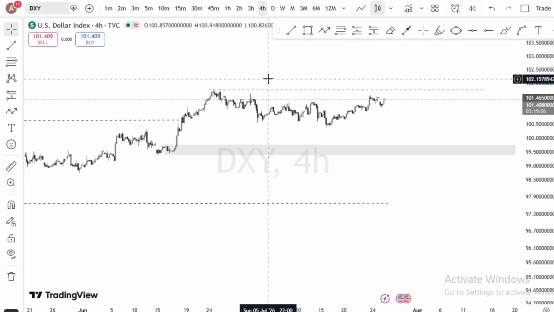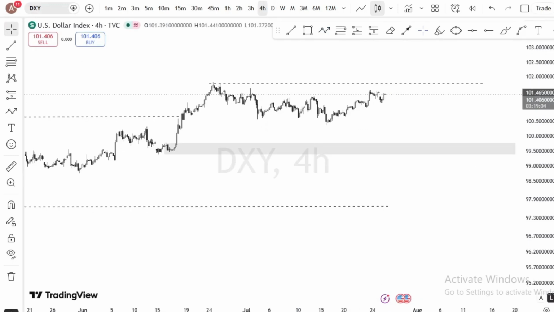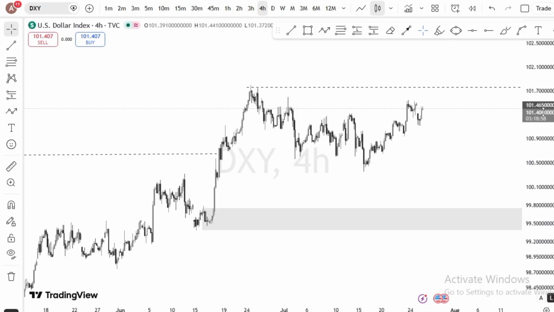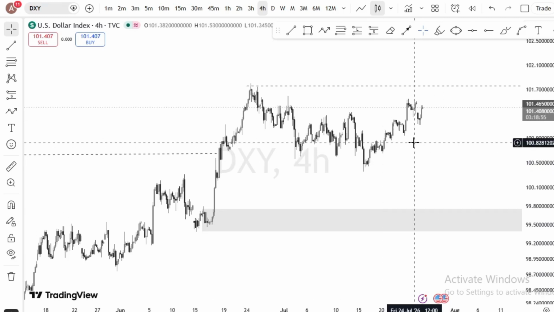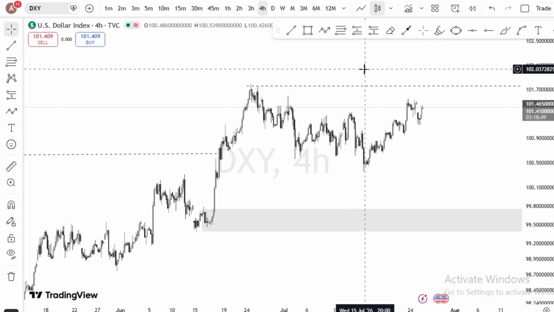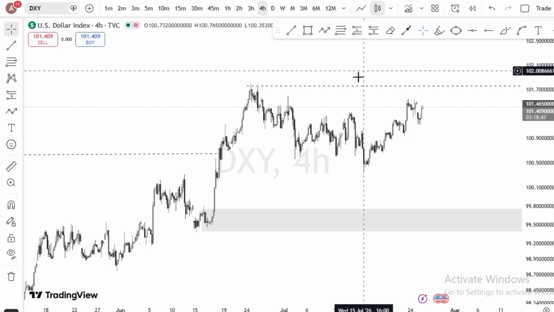I have the 4-hour time frame. I have something to show us on the 4-hour time frame, because I've been seeing a lot of analysis over the weekend, and a lot of traders have been giving us a bullish probability on the dollar index, but I don't know the reason why, because I'm seeing it the other way around. I've been seeing a bearish probability as well on the dollar index.